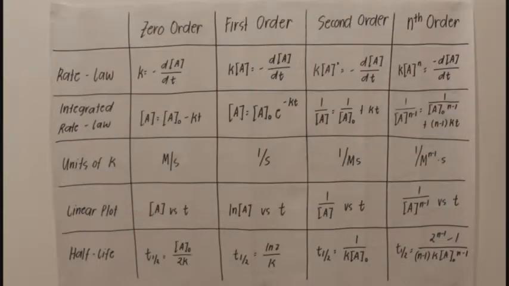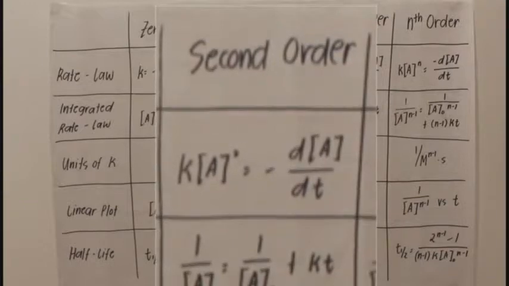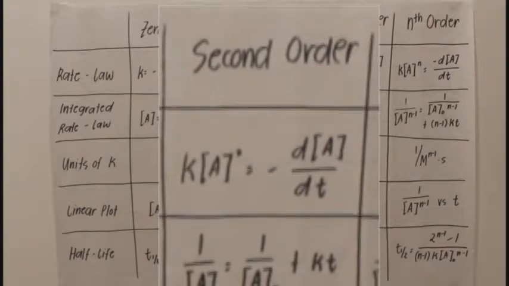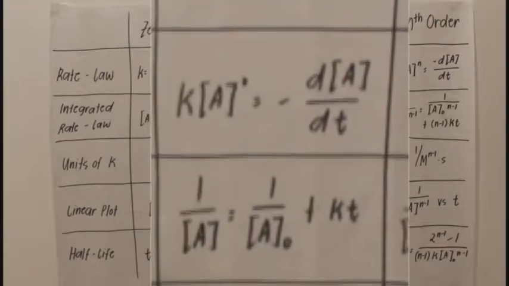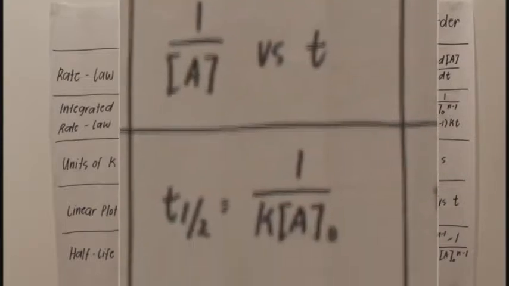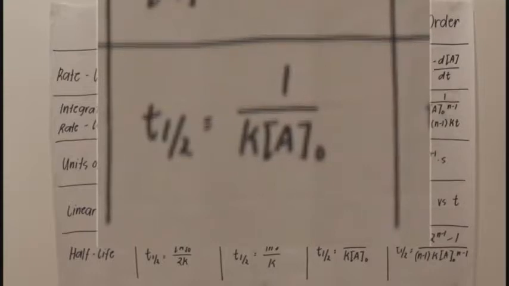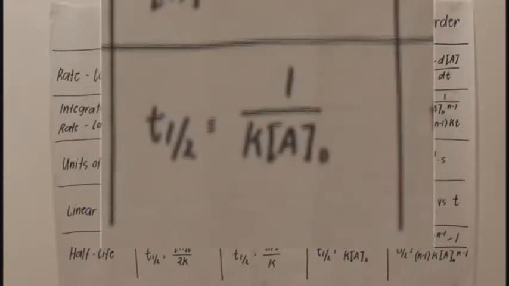For the second order, the rate law expression is also equal to the first and zero orders. It is where K is equal to the negative change in concentration of A divided by time. The integrated rate law expression of this order is when 1 over concentration is equal to 1 over initial concentration plus the constant multiplied by time. The units of K is 1 per meter second. The linear plot is where 1 divided by the concentration is plotted relative to time. The half-life of this order is 1 divided by the constant multiplied by the initial concentration.